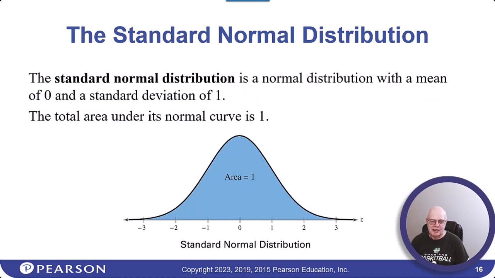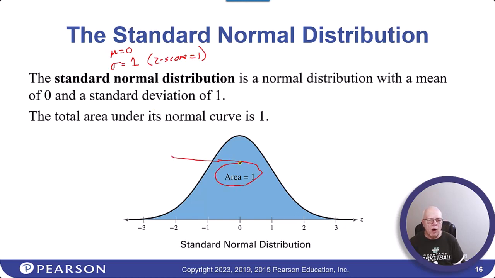So, and some of these things I know I'm repeating, but I want to make sure you don't have a chance to forget it. So the standard normal distribution has a mean of 0 and a standard deviation of 1. The area under the curve, 100%.